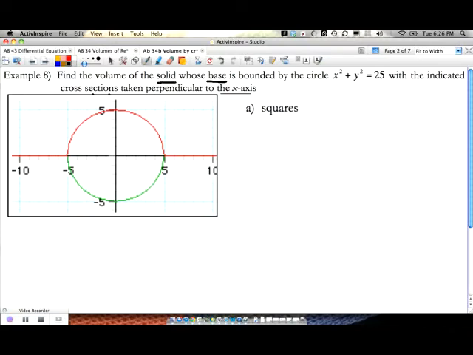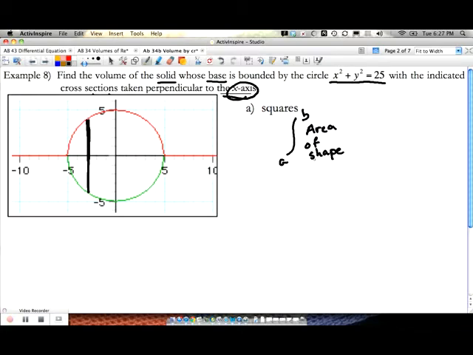Okay, we have a solid whose base, that word came up again, is bounded by the circle x squared plus y squared equals 25. We want to take cross sections, so we're thinking cross sections that are perpendicular here to the x-axis of squares. Well, if this is a base of a square, then what I need to do is find the integral from a to b of my area of my shape.